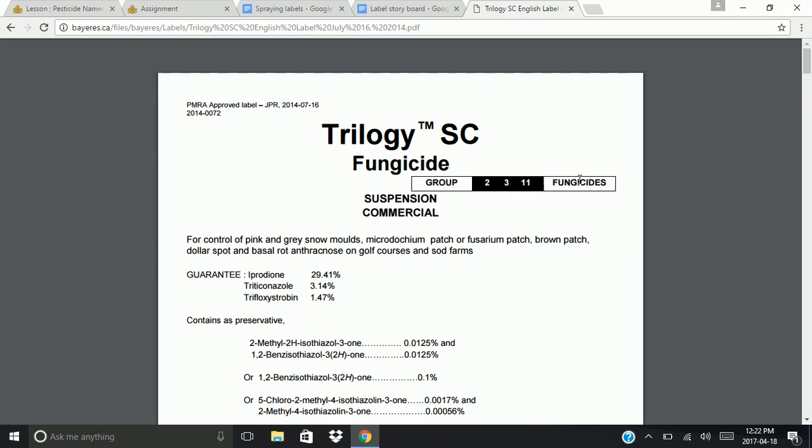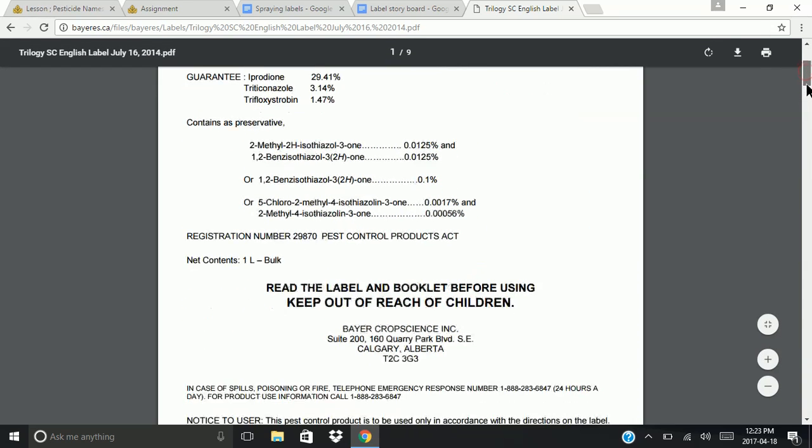Next, you'll see they have common and industry names, and these are basically just the names. The common name is what type of chemicals are in it. So this one is iprodione. And the industry name is Trilogy. Next, we'll take a look at safety procedures.